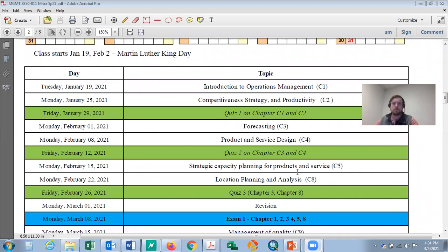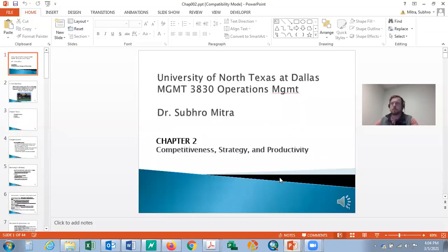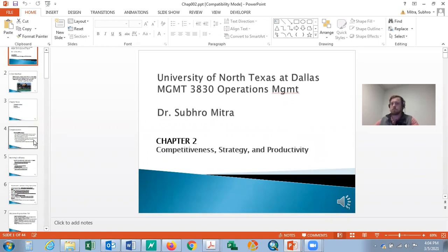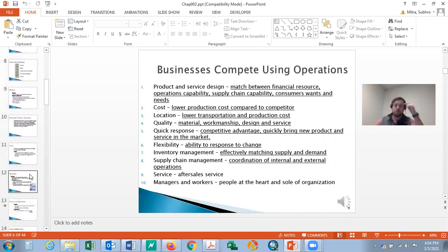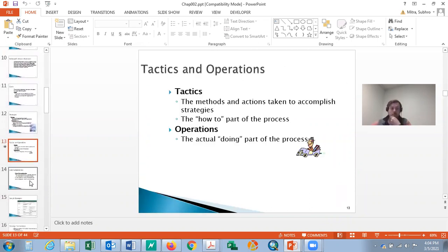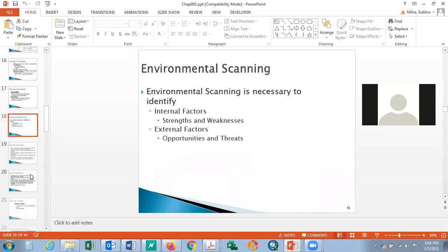Okay. So introduction to operations management, that's fairly simple. I'll not really go over it. I'll start with chapter 2, which discusses competitiveness, strategy, and productivity. Now, if I scroll down, again, I'll not go through the whole slide. I'll focus on some specific points or specific areas of the course which might help you.